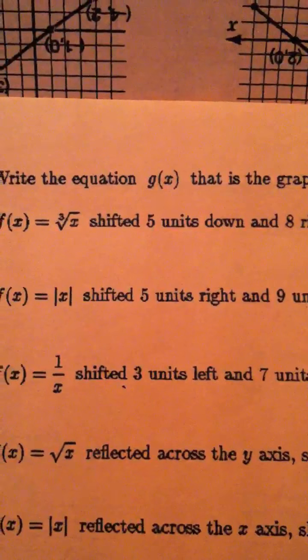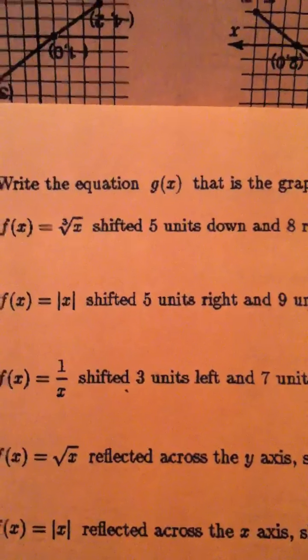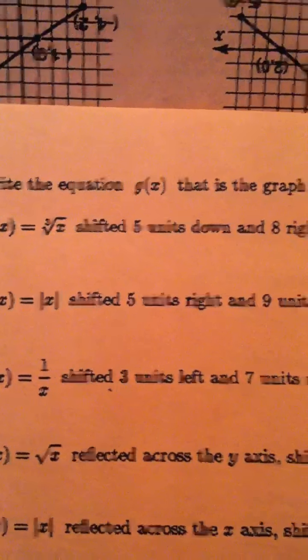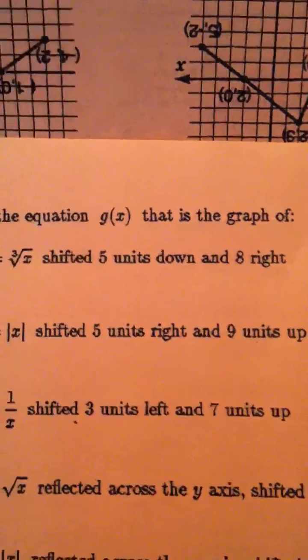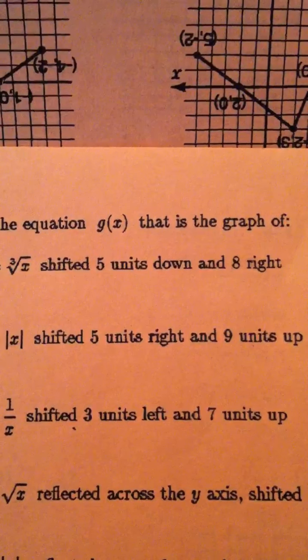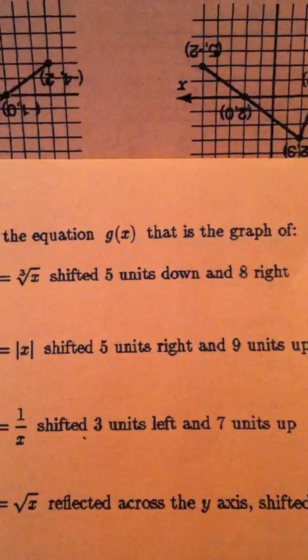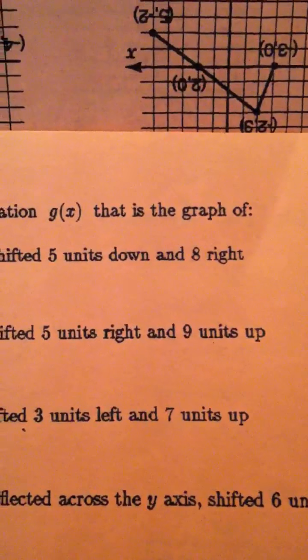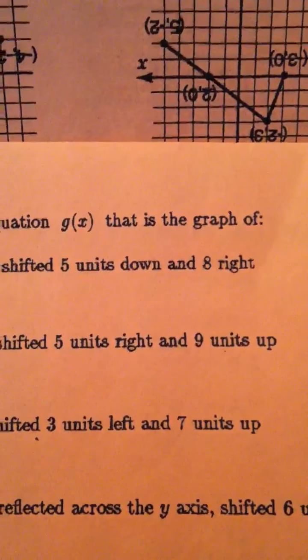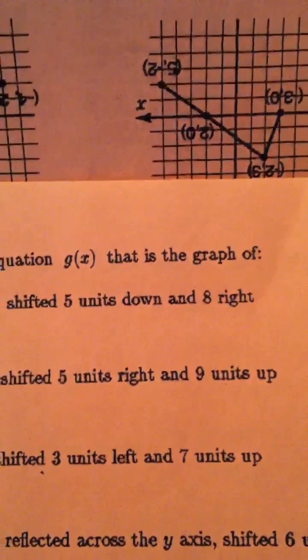Up and down is always the y value, and the y value does exactly what it says it's going to do. The minute I see 8 to the right, I know that that's affecting the x value. So the 8 is going to go with the x under the radical. And remember, the x value always does backwards. So instead of a plus 8, it's going to be a minus 8.